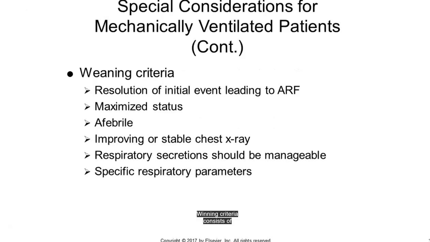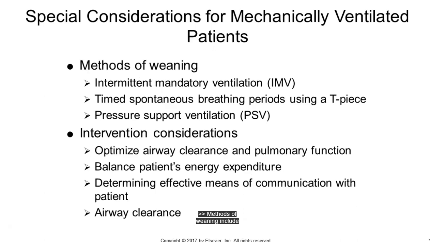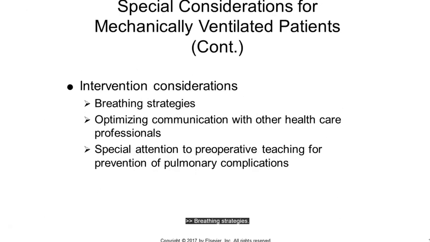Weaning criteria consists of resolution of the initial event leading to acute respiratory failure, afebrile, improving or stable chest X-ray, controlled respiratory secretions, and respiratory mechanics with certain parameters. Methods of weaning include IMV rate decrease, spontaneous breathing trials, and pressure support. Other interventions during this process include airway clearance, means of effective communication, and optimizing pulmonary function. Breathing strategies, communication with other healthcare professionals, and preoperative education are also strategies to help prevent or improve pulmonary complications.